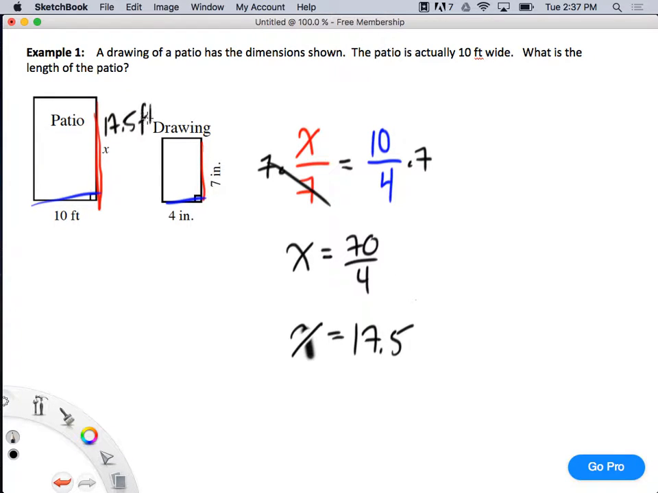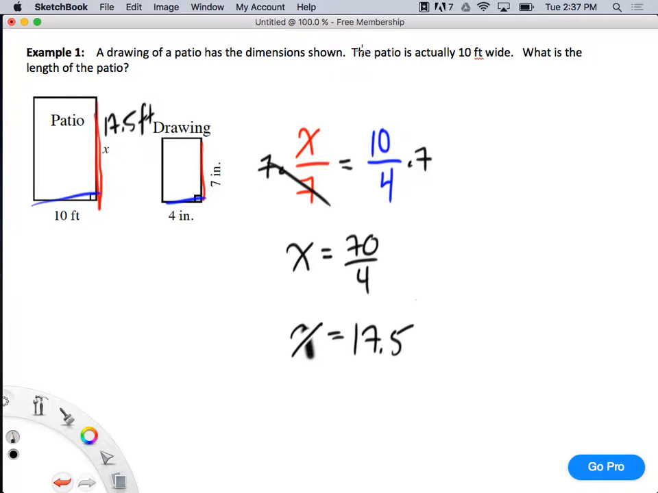17.5 feet. Now, in this case, what you guys can notice is that I didn't convert, right? Well, when you're having these scale drawings, you don't really want to convert because it's unnecessary. Look, these are both in feet. Those are both in inches. As long as they're both in inches, and these are both in feet, you're fine. The only time you have to convert, guys, is if this was in feet and this was in inches. Does that make sense? Question?